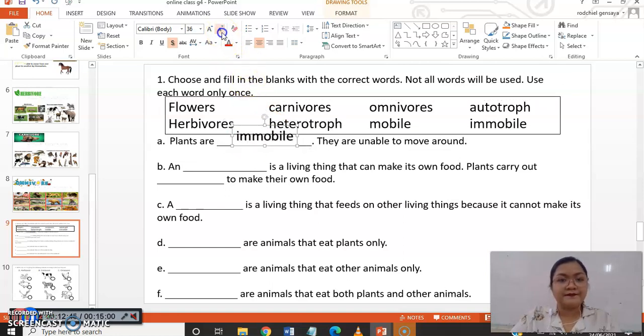Okay, this is the answer for letter A. Plants are blank. They are unable to move around. Plants are immobile. Okay, very good. Okay, next.